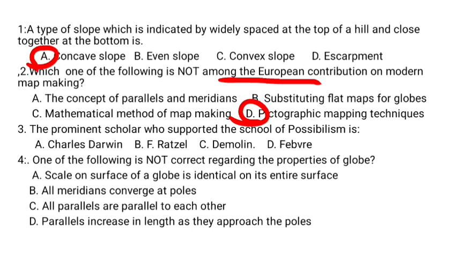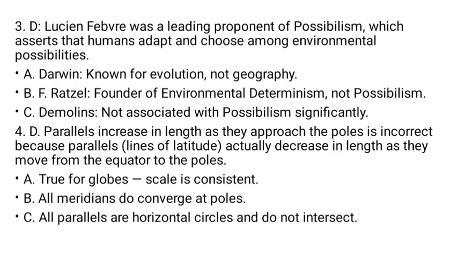The prominent scholars who supported the school of possibilism are Blache from France, Favre, again he was from France, and Bruhnes was also from France, while Lenny Churchill Sample from the USA, and Frederick Ratzel from Germany were the prominent supporters of environmental determinism.